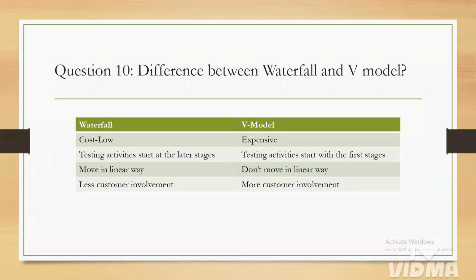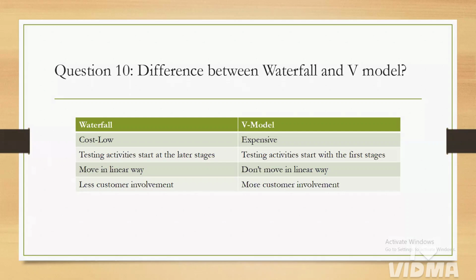According to these differences, you need to write that waterfall is low cost and V model is expensive. In waterfall, the testing activity starts in the later stages: after completing development, we go for testing. In the V model, testing activities start in the first stages itself. The V model is the validation and verification model, right? So the testing and development are done in a parallel way. After completing development phase one, testing phase one starts, then we go forward to development phase two and testing phase two, like that.